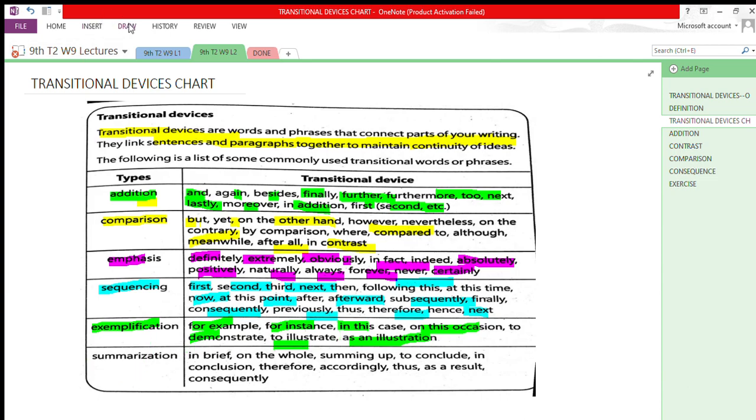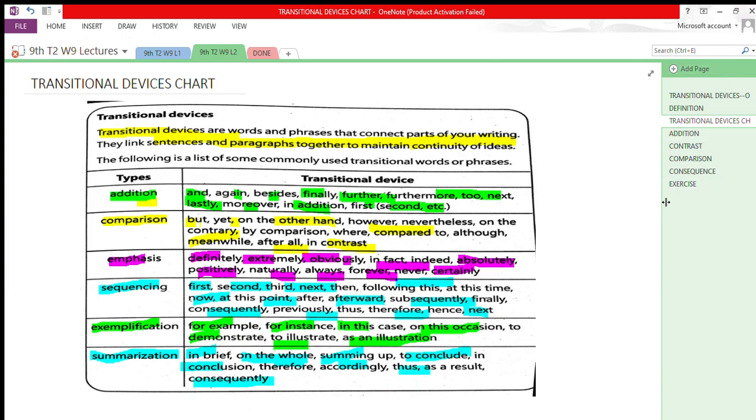Then if you are writing the summary or the last paragraph in your writing, or in spoken English, when you are summarizing, you can say in brief or briefly, on the whole, in a nutshell, summing up, to conclude, in conclusion, therefore, accordingly, thus, as a result, and consequently.